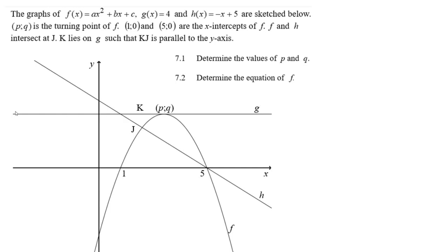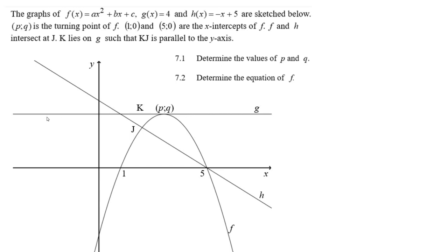But they tell you that there's this line that goes straight through the top, through the turning point, and they even tell you that g(x) is equal to 4. So it's y = 4. There's a line h here that's -x + 5. Well, we're going to use that later on. But let's just try, and the first thing they say, determine the values of p and q.